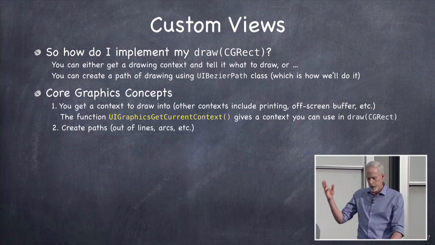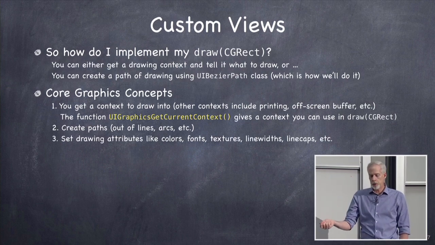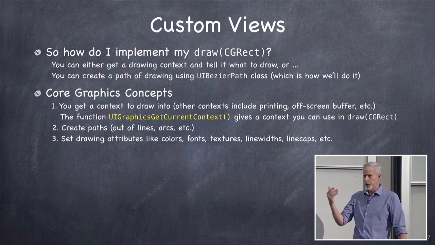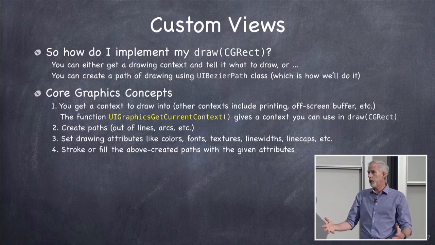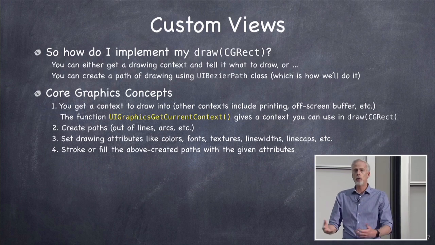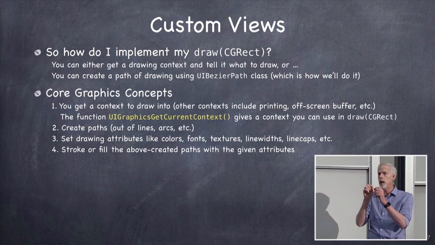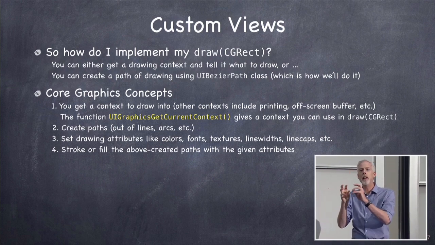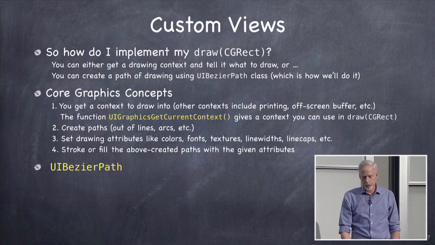Which is what you do then. You create these paths out of lines and arcs and things like that. Then you set drawing attributes in the context, like the colors you want to use, the fonts if you're doing text, line widths, those kinds of things. You set those all up, and then you stroke and fill. And that's it. Stroking and filling are actually the only two directives that actually cause something to happen on screen. But keep in mind that a font is basically just a really exquisite path filled, or stroked and filled. So you can do a lot with stroking and filling.